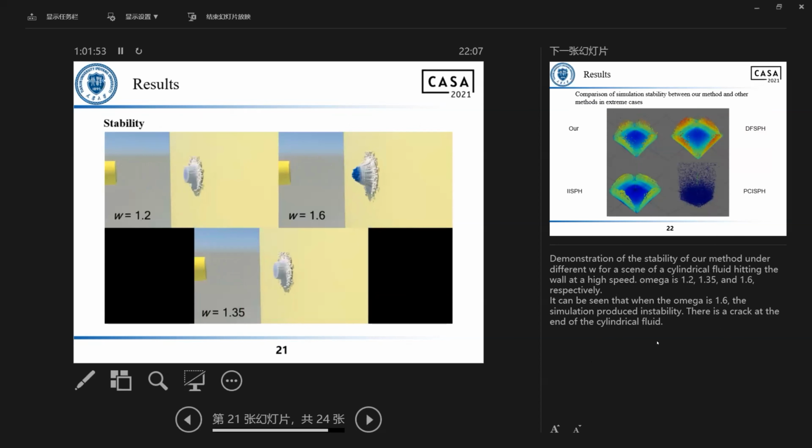This is a demonstration of the stability of our method under different omega for a scene of a cylinder of fluid hitting the wall at a high speed. Omega is 1.2, 1.35, and 1.6, respectively. It can be seen that when omega is 1.6, the simulation produced instability. There is a track at the end of the cylinder fluid.